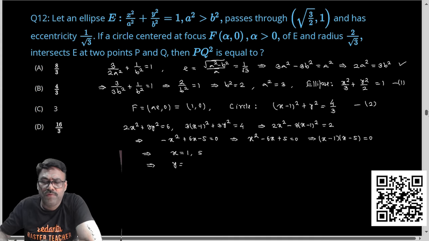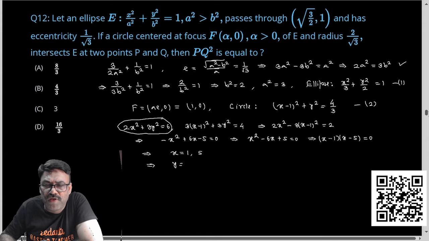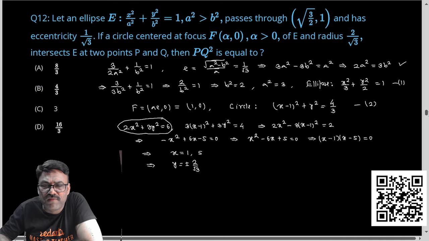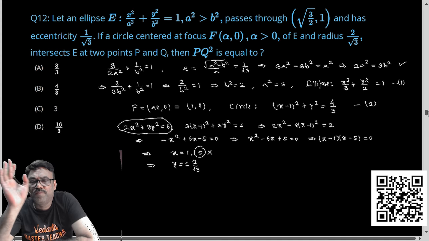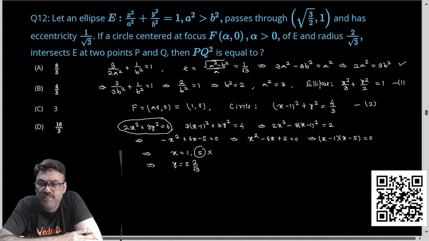Anyhow, if I put x is equal to 1 here, I will get 3y square is equal to 4. Y square will be 4 by 3. Y will be plus minus 2 by root 3. And if I put x is equal to 5 here, then y square becomes negative. So this 5 is not possible actually.